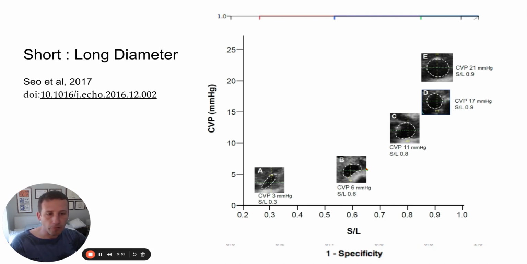And then as we go over 10 on the CVP, what we're seeing is that short to long diameter is closer to like 0.7, 0.8. And then the closer it gets to 1, right, so the more circular the IVC becomes, the higher the CVP goes.